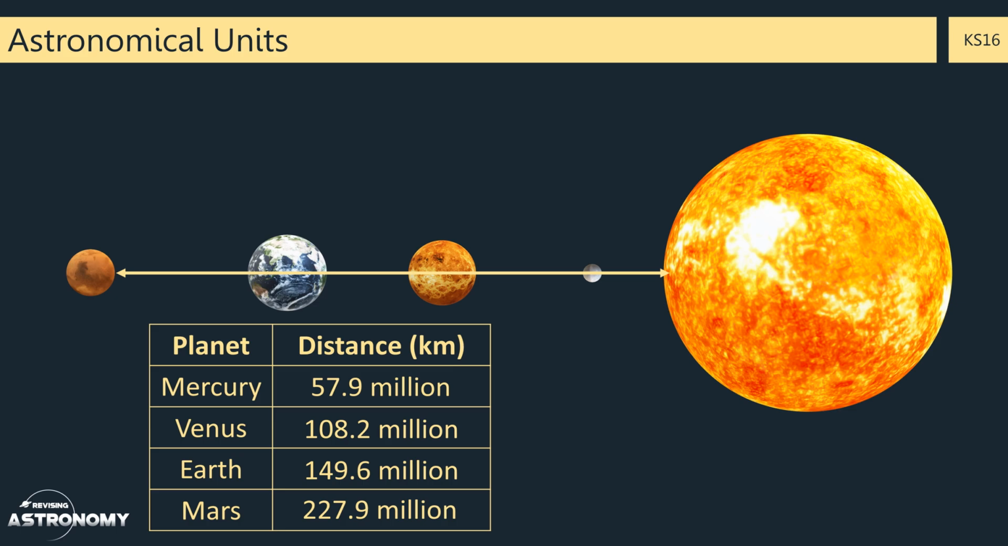Now, if you're trying to do calculations using distances in our solar system, then the numbers get very big very quickly. So an astronomical unit is a way to make the maths a bit easier. An astronomical unit takes the distance here between the Earth and the Sun and defines it as one astronomical unit. How simple is that? If someone asks you what's the distance to the Sun from Earth, you can say it's one astronomical unit. We can also then convert other distances into astronomical units.